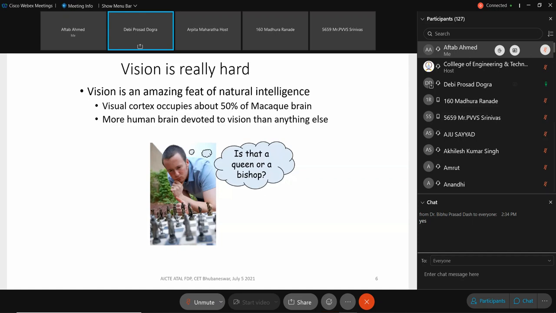Maybe God gifted, we have the vision, and it's an amazing feat of natural intelligence. So how it is working, it's still a question. I mean to say, how complex the system is.